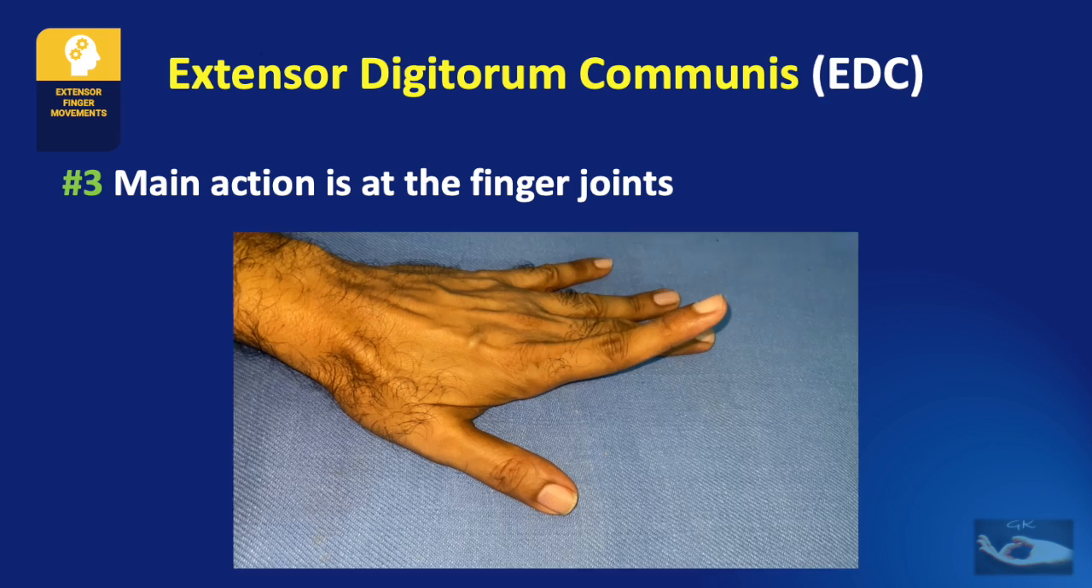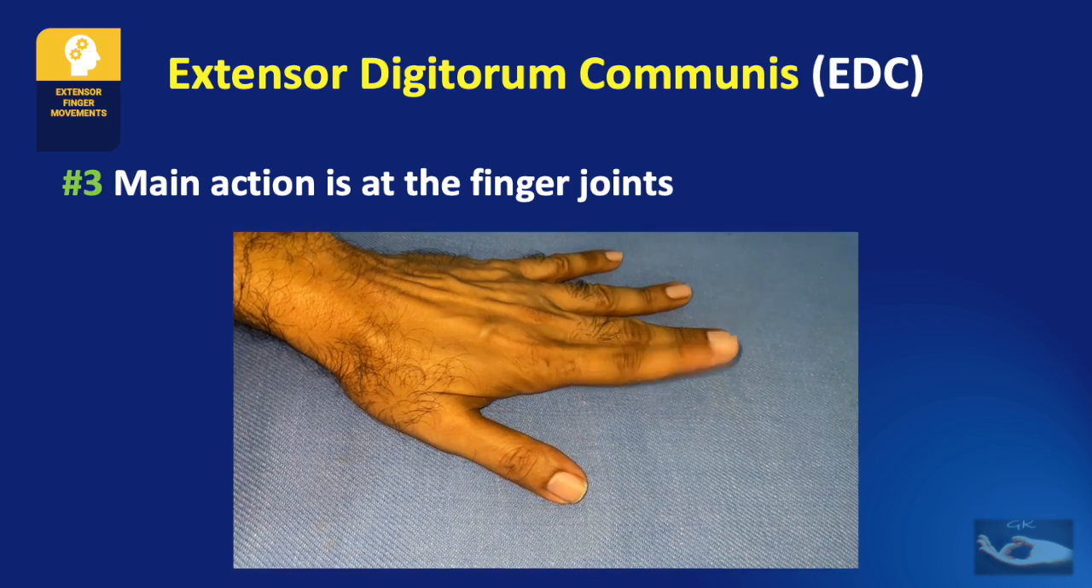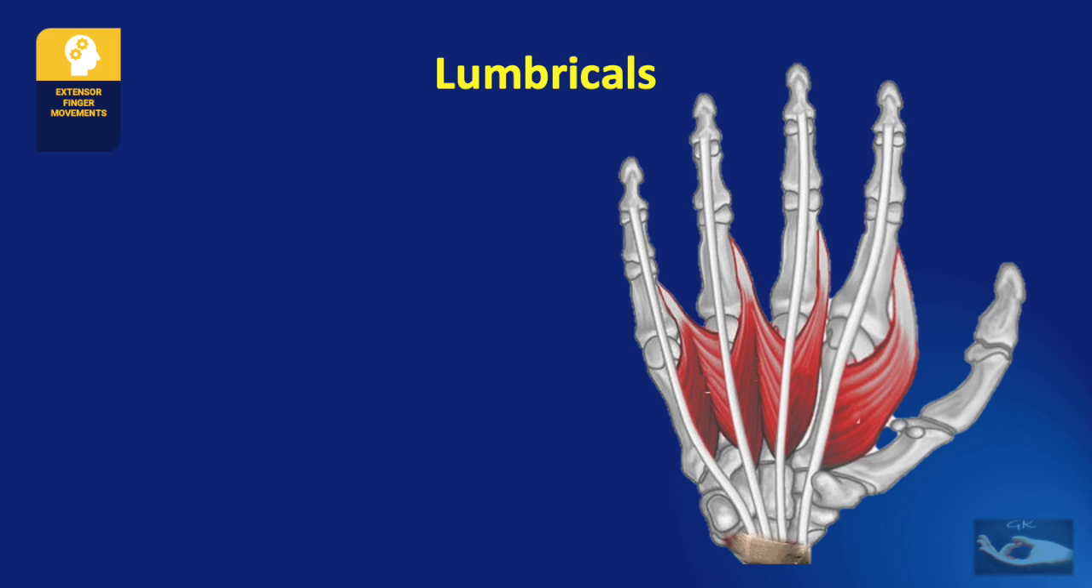The second important point about the extensor digitorum communis is that the primary action of the EDC is extension at the metacarpophalangeal joint of the finger. Now we shall consider the four lumbrical muscles, of which the first and second, that is to the index and mid finger, are supplied by the median nerve, and the bipinnate muscles for the ring and little fingers are supplied by the ulnar nerve. And all these muscles are on the radial side of the finger and attached to the dorsal extensor apparatus on the radial side.